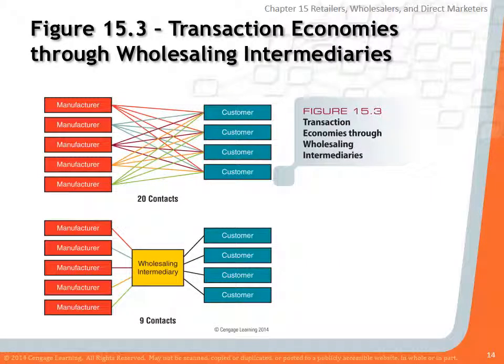Now here is an interesting figure that's included in your book, figure 15.3, which really talks about the importance of having that go-between, that middle step of the middleman. If you didn't, as mentioned in the last chapter, you'd have to go to every manufacturer trying to buy a particular product. Because you have the wholesaler in there, it makes the process that much more efficient.